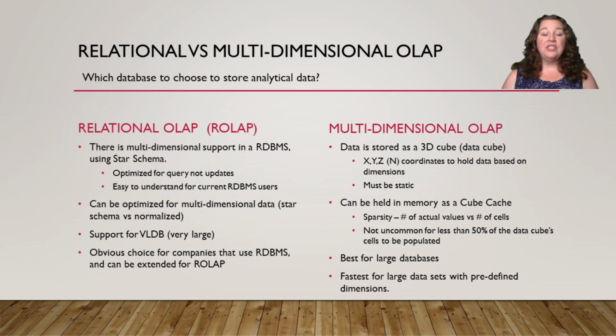Multidimensionals are best for large databases, obviously. So the larger your database, the more likely you're going to lean towards a multidimensional. And it's also the fastest with large data sets, as long as you have predefined dimensions. So as long as those dimensions are already predefined and you've got those set in there, you say, okay, I'm going to put this in this dimension, this in this dimension, and it's all going to be good. It's faster than a regular relational database.